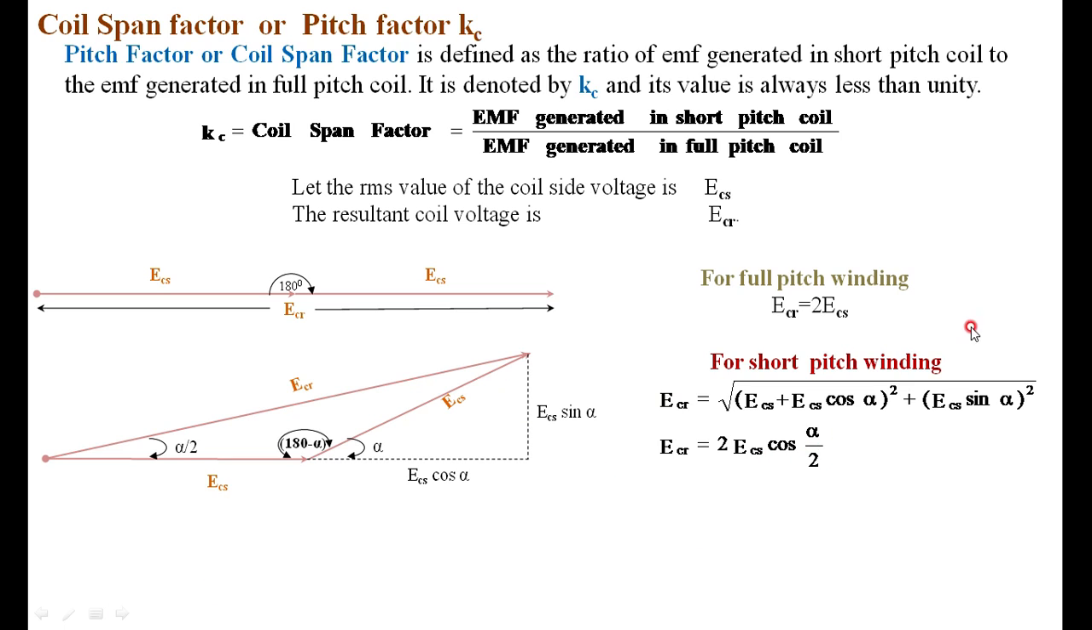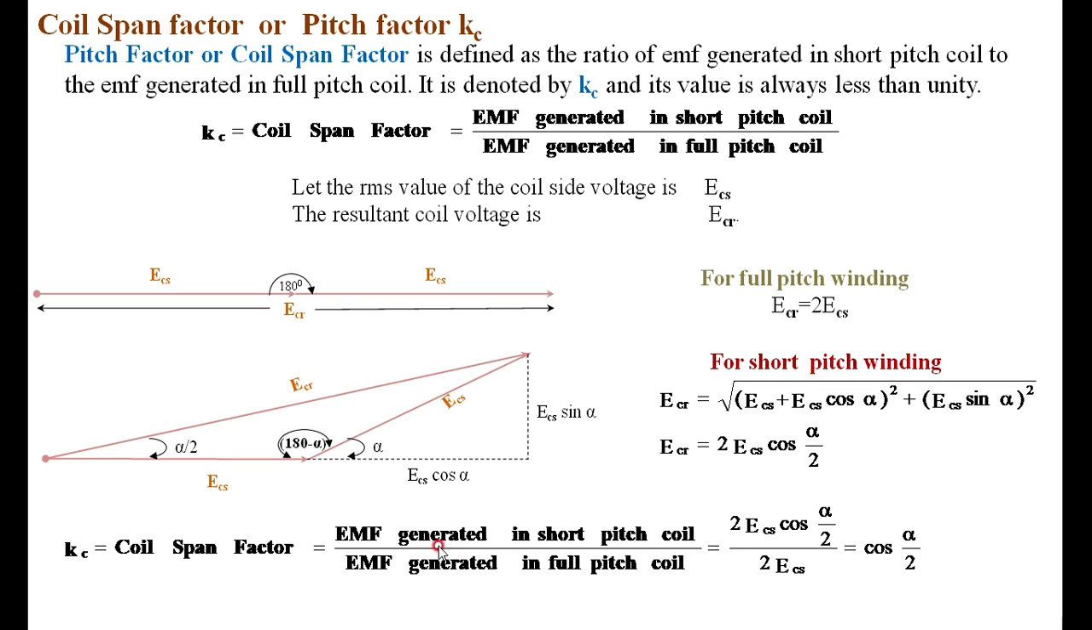2. For full pitch winding, the resultant voltage I am getting is 2 times E_CS, whereas for the short pitch winding the resultant voltage is 2 E_CS cos alpha by 2. Then if you take the ratio of these two voltages, that is EMF generated in the short pitch coil, 2 E_CS cos alpha by 2, and EMF generated in the full pitch coil, 2 times E_CS, then what I am getting is cos alpha by 2. That is ultimately the coil span factor, Kc is equal to cos alpha by 2.